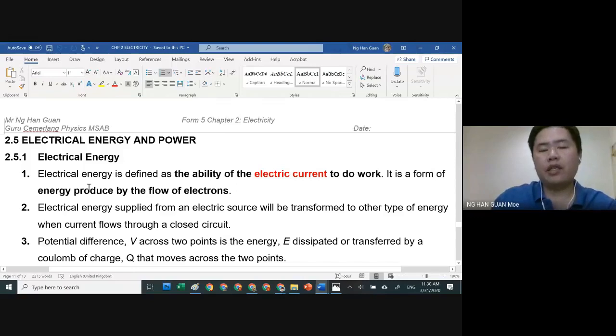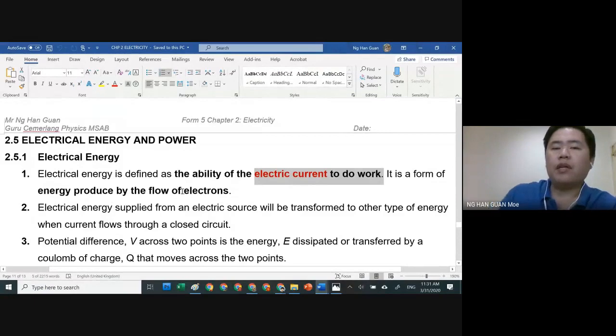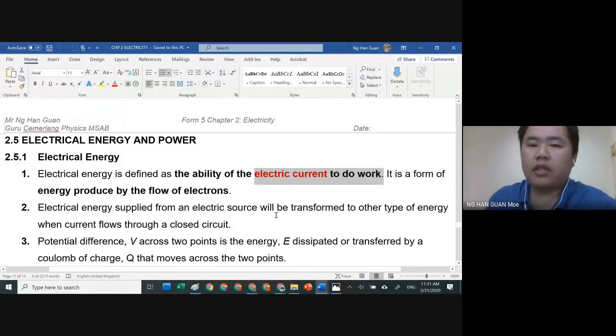Electrical energy is defined as the ability of the electric current to do work, in the form of energy produced by the flow of electrons. So it's the electric current to do work.